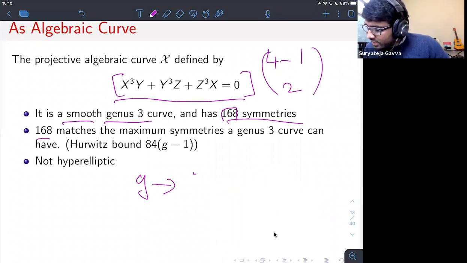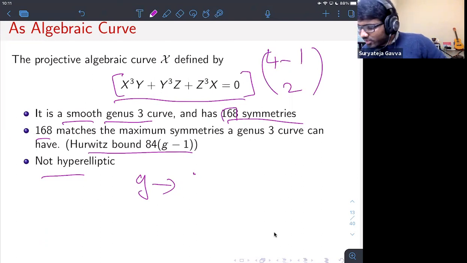Yeah, so this 168, as we have seen in Bram's talk, is the maximum number of symmetries that any genus 3 curve can have. It's called the Hurwitz bound. So for genus G, you can have at most 84 times G minus 1. Okay, and this is a genus 3 curve. There are 2 general families of genus 3 curves. One are hyperelliptic curves, but this curve is not a hyperelliptic curve.